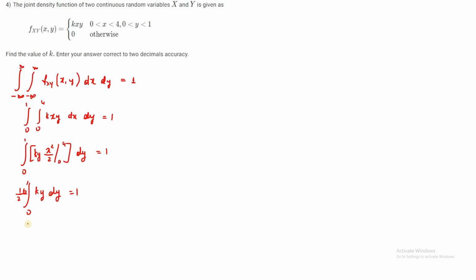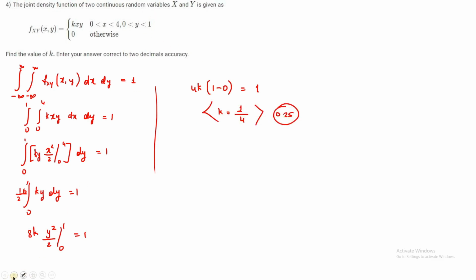And now 16 by 2 is 8, and k is outside, let's take k as outside. What is the integral of y? y is again y square by 2, what are the limits, 0 to 1, is equal to 1, so I'll just write it here. So 8 into k into 1 by 2 into 1 minus 0 is equal to 1, so 4k is equal to 1, so k is equal to 1 by 4, which is nothing but 0.25. Okay, next question.